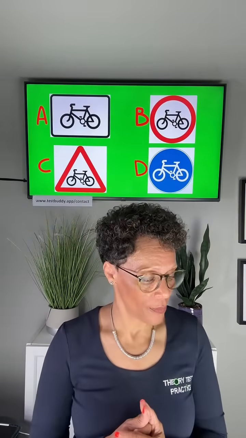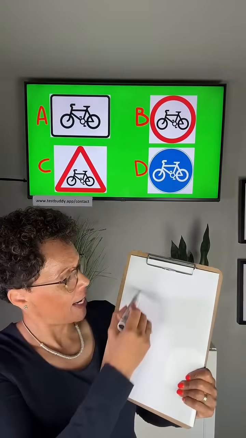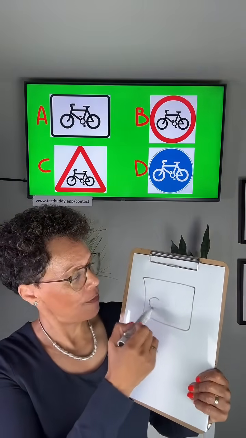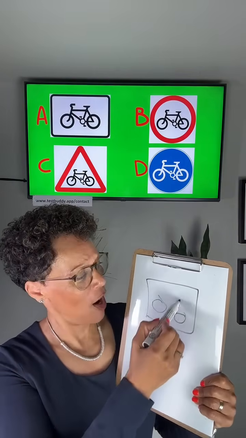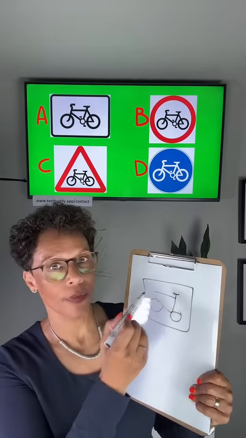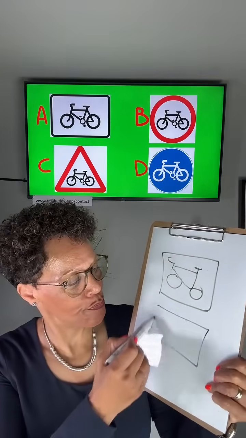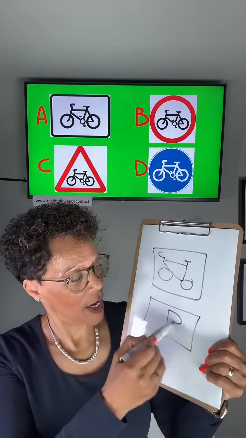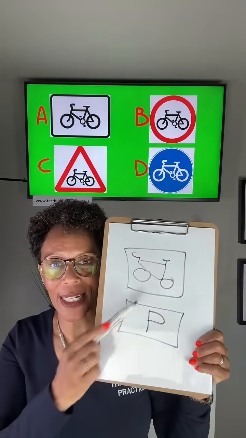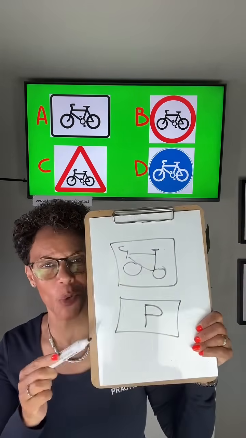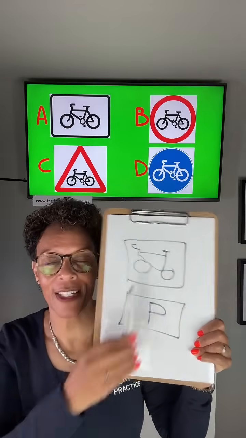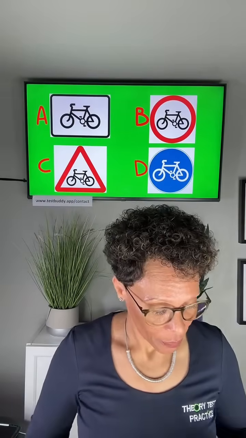So you know that sign A is giving you information. And underneath sign A, which is information for, I can't draw. Okay, and underneath this sign, you've probably got a P. So it's probably saying parking for, look at that bike, awesome, isn't that picture great? Parking for cyclists. So sign A is giving information for cyclists.